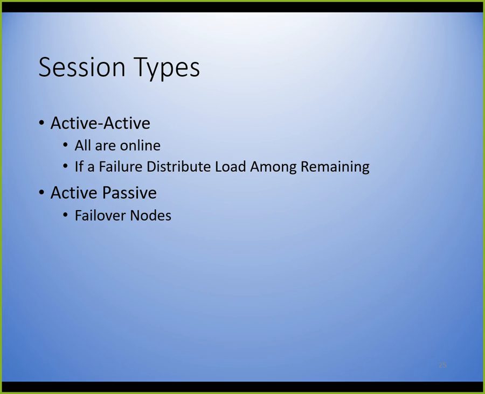The types, and we talked about this: active-active for load balancing. Two servers, both are online. If there is a failure, then the other takes up the slack. They take up the load to do those things. Then active-passive, failover nodes. One of them is running, one of them is active, and one of them is passive.